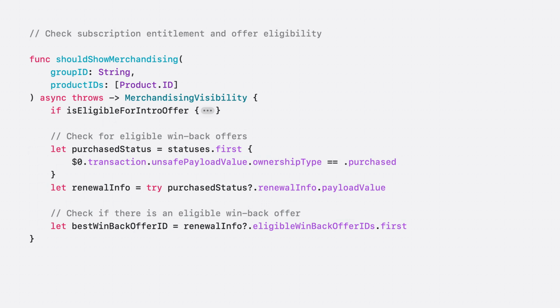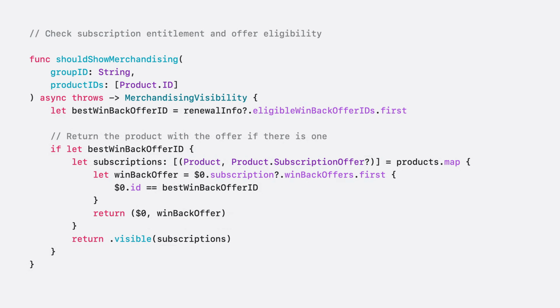Since win-back offers are only available for customers that are no longer subscribed to this product, I need to look at the status for a subscription they owned, as they may also have access to the service via family sharing. The win-back offer eligibility can be found on the renewal info for that subscription status. With this information, I can look for the best win-back offer ID, which is always the first object in the list. But you may want to look at the other available offers if there are more than one.